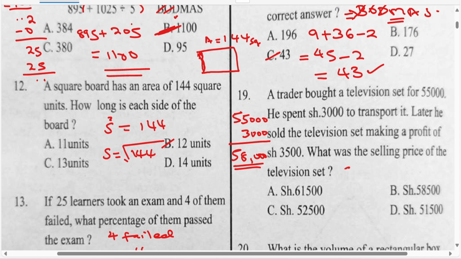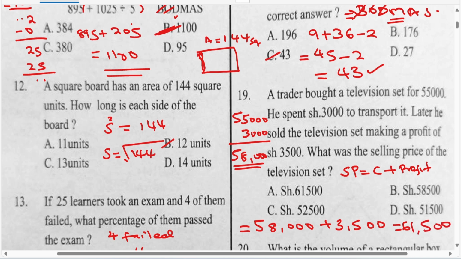So the question says, what was the selling price? How do you get the selling price? You take the cost plus the profit. So the total cost here was 58,000, and then you add to the profit itself, which is 3,500. It gives you a whopping sum of 61,500 shillings. Maswali rahisi.